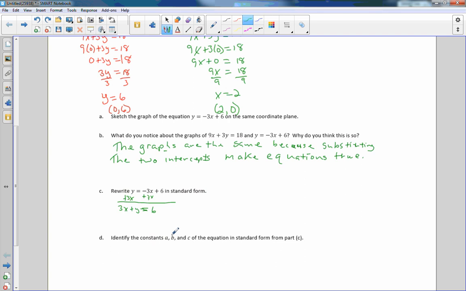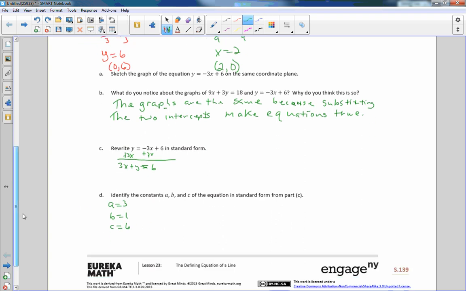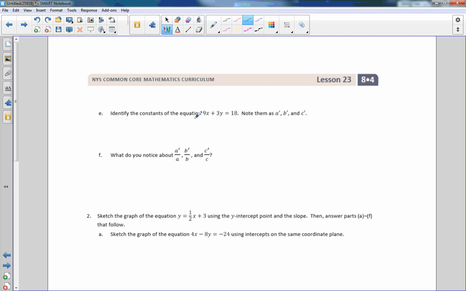D says, identify the constants A, B, and C of the equation in standard form from part C. A is my coefficient of x, so that is 3. B is my coefficient of y, which is 1, and C is my constant on the other side, which is 6. Okay, so I answered D. E says identify the constants of the equation 9x plus 3y equals 18. A prime is 9. B prime is the coefficient of y, which is 3. And C prime is the constant 18.